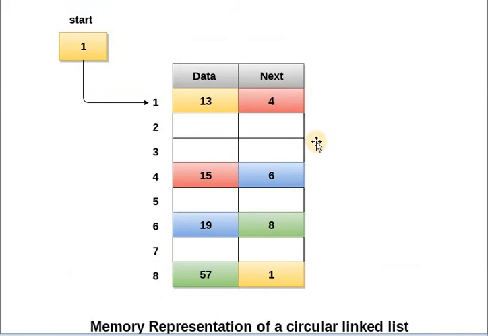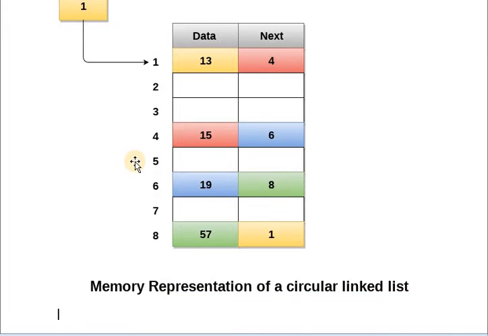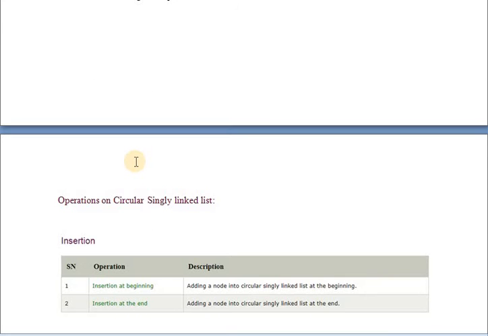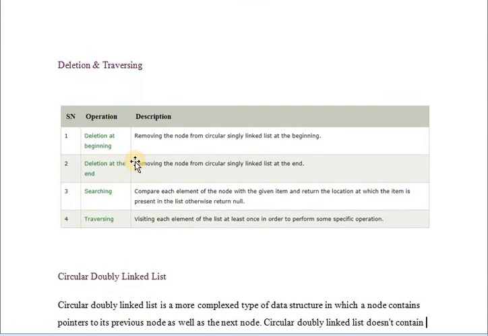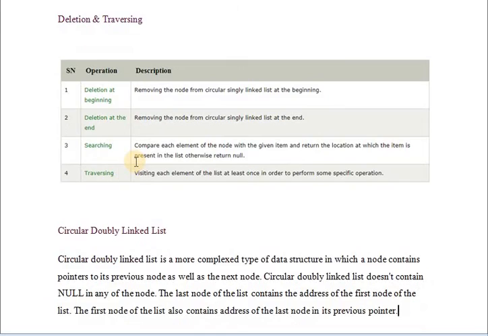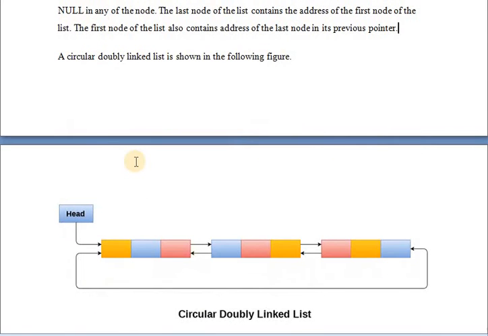Circular linked list means the last node will contain the address of the first node. So from here it goes and points to this node. So that is the circular linked list. Now we will see the circular doubly linked list. I have already said we have seen circular doubly linked list. So it points in both directions.